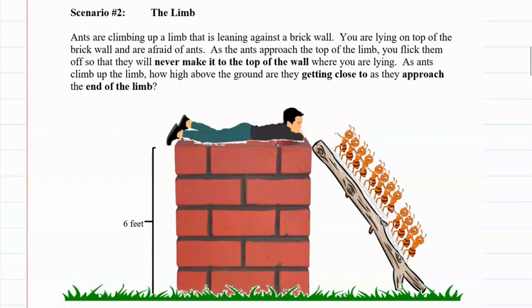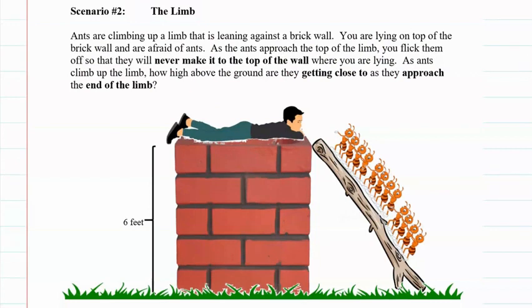If we look at scenario number two, ants are climbing up this limb, and you really don't like ants. So every time they get close to the top, you flick them off, so they're never going to get up to you. They're going to get close, but as they go up the limb, closer and closer to the end of the limb, they're reaching 6 feet.